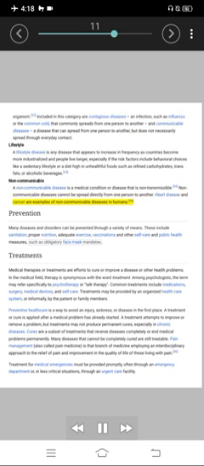35. Prevention. Many diseases and disorders can be prevented through a variety of means. These include sanitation, proper nutrition, adequate exercise, vaccinations and other self-care and public health measures, such as obligatory face mask mandates. Treatments. Medical therapies are treatments or efforts to cure or improve a disease or other health problems. In the medical field, therapy is synonymous with the word treatment. Among psychologists, the term may refer specifically to psychotherapy or talk therapy. Common treatments include medications, surgery, medical devices, and self-care.